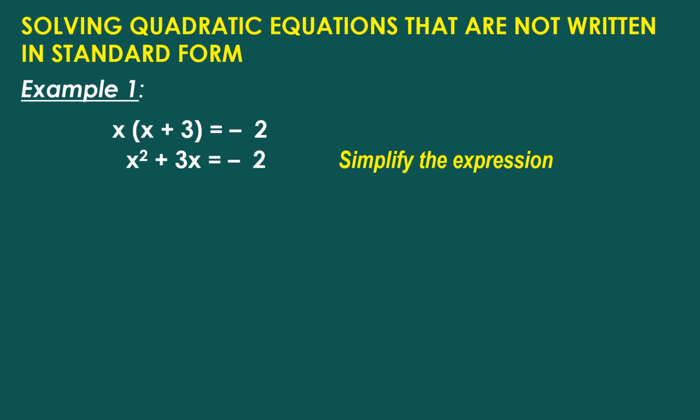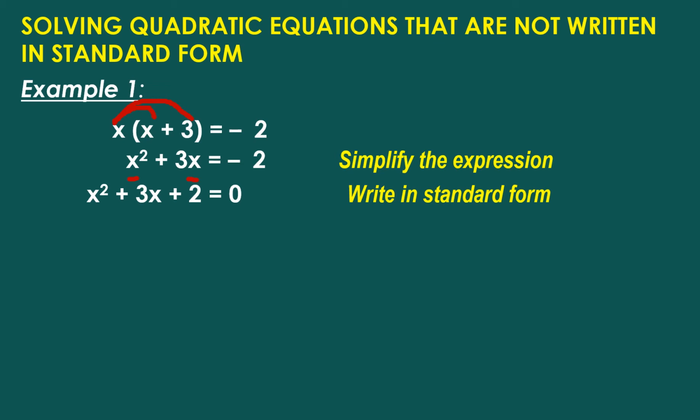But how did we get that? First, we need to multiply x by x. That means it's x squared. And x times 3 would give you 3x. However, this is not yet in standard form. So to change this quadratic equation to standard form, we now have x squared plus 3x plus 2 equals 0.